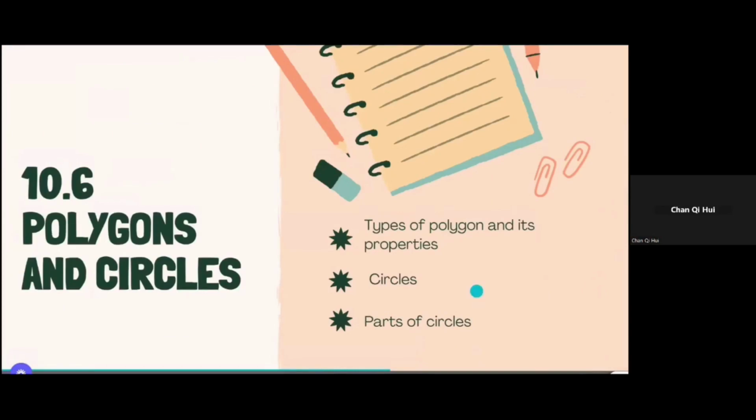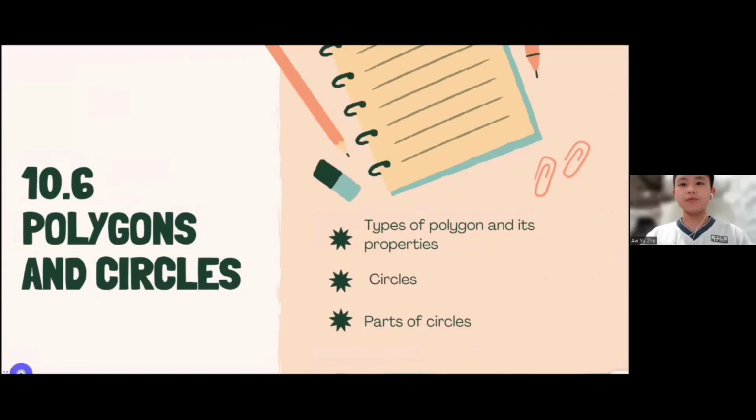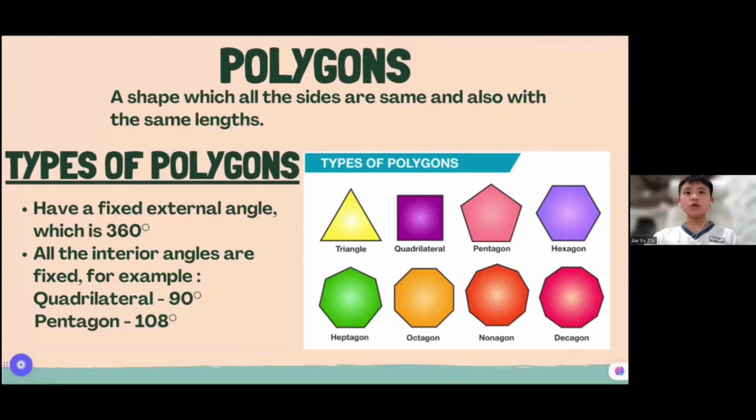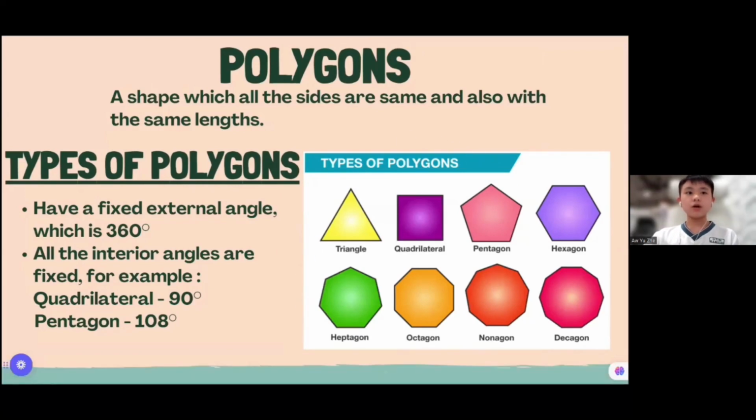And now I'm going to be talking about chapter 10.6, Polygons and Circles. In this chapter, I'll be covering types of polygons and their properties, circles, and parts of circles. What is a polygon? A polygon is a shape in which all the sides are the same length. There are many types of polygons, and their characteristics are they have a fixed external angle sum, which is 360 degrees, and all the interior angles are fixed.